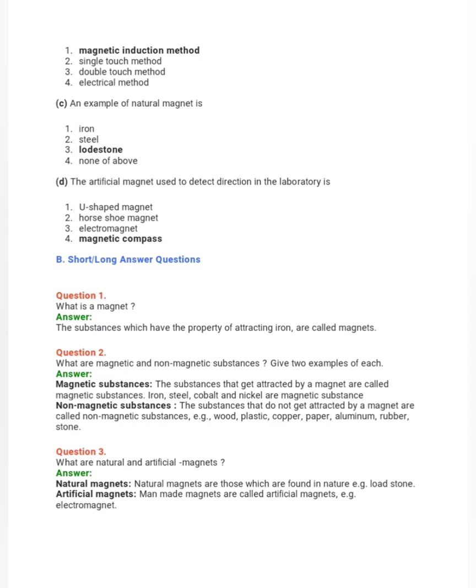Lodestone. D. The artificial magnet used to detect direction in the laboratory is... Answer is 4. Magnetic compass. Now this is important, children. Short, long answer questions.